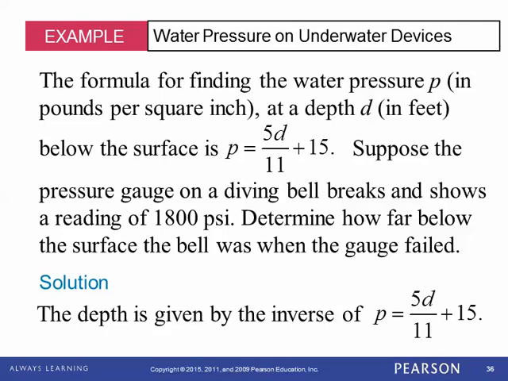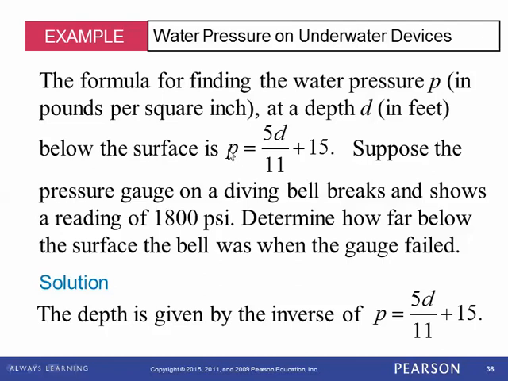This is an example in the textbook here. So the formula for finding water pressure, pounds per square inch at a depth of d feet. So if you put in a value of d, it gives you how much pressure is in that water here. Suppose the pressure gauge on the diving bell breaks and shows a reading of 1800 psi. How far below the surface was the bell when the gauge failed?